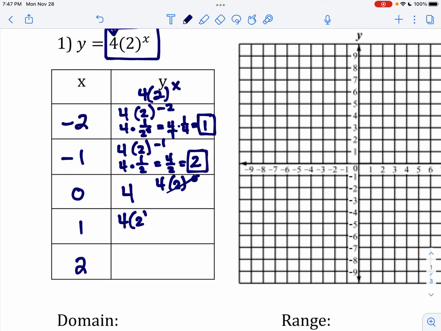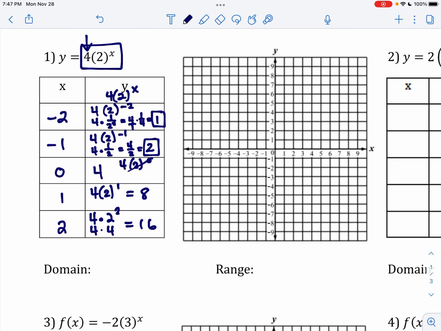4 times 2 to the 1 power. So 4 times 2 to the first. 2 to the first is just 2, so 4 times 2 is 8. And 4 times 2 squared. 2 squared is 4, so 4 times 4 is 16.